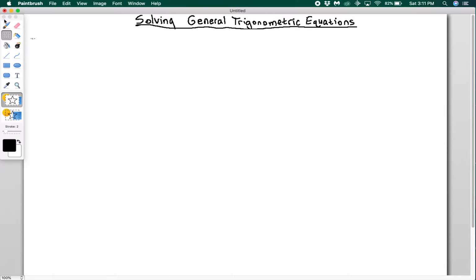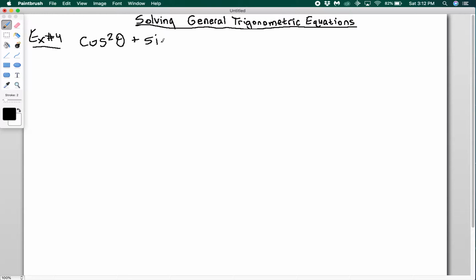Let's say I have cosine squared theta plus sine theta plus 1 equals 0. And I want to solve this for theta between negative 90 degrees and 270 degrees. Kind of a weird range, but whatever.